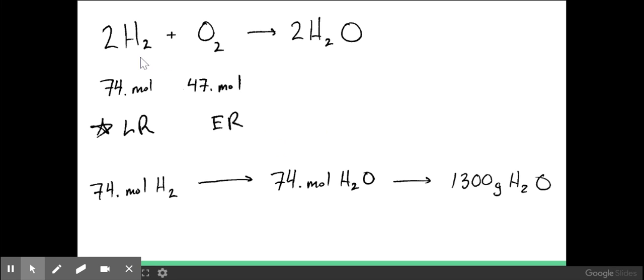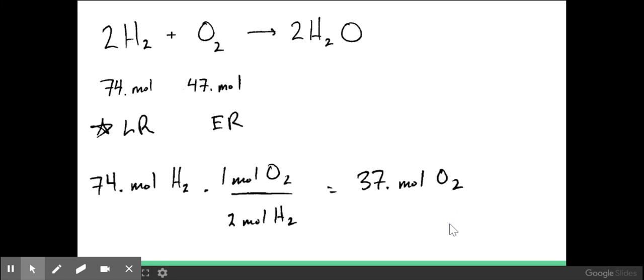And I want you to look at the stoichiometry of this balanced chemical equation. For every 2 moles of H2 that I consume, I produce 2 moles of H2O. That's a 1-to-1 ratio. So if I put 74 moles of H2 into this reaction, I should get 74 moles of water back out. Using the molar mass of water, 18.02 grams per mole, I can then convert that into the number of grams of water that I would expect, which would be 1,300 grams.